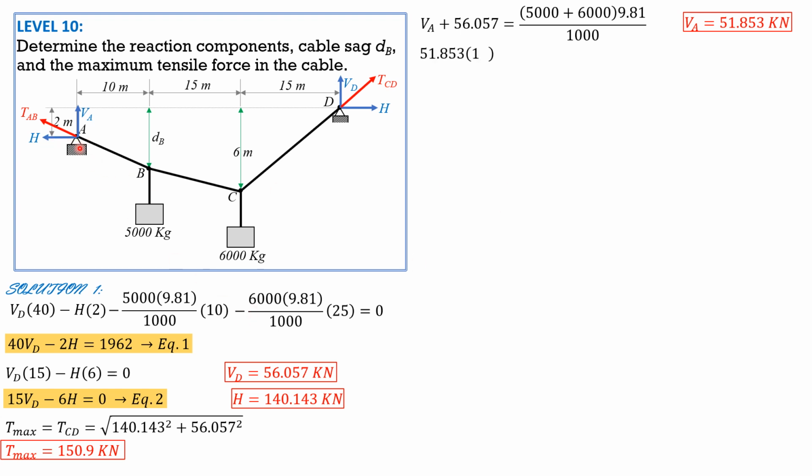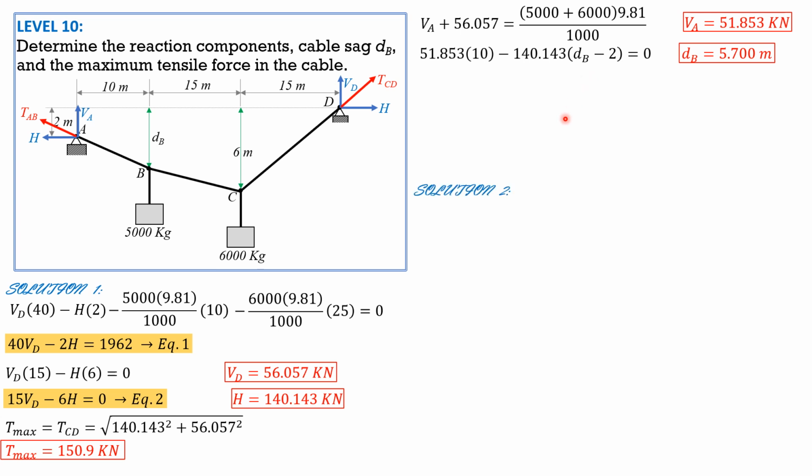So 51.853 times 10 minus H, summation moment about B equals 0 to solve for D sub B. So V sub A times 10, imagine this is cut, or by Varignon's theorem, the moment of the resultant about B, which is 0, is the sum of the moments of its components. So V sub A 51.853 times 10 minus H, the distance here is D sub B minus 2. So this distance of H from B is D sub B minus 2 equals 0. So solving for D sub B is equal to 5.7 meters.